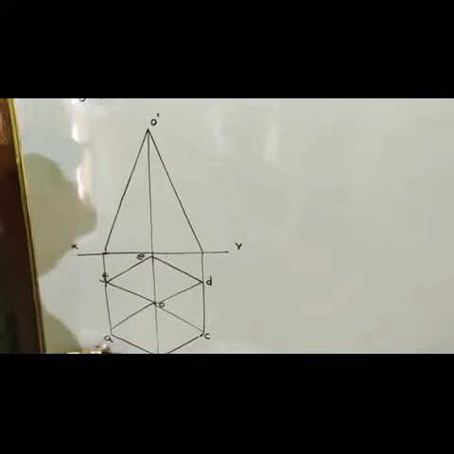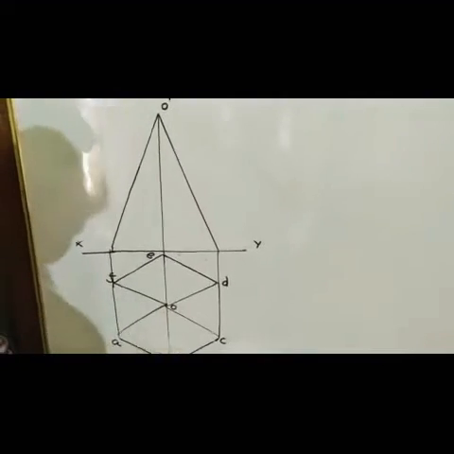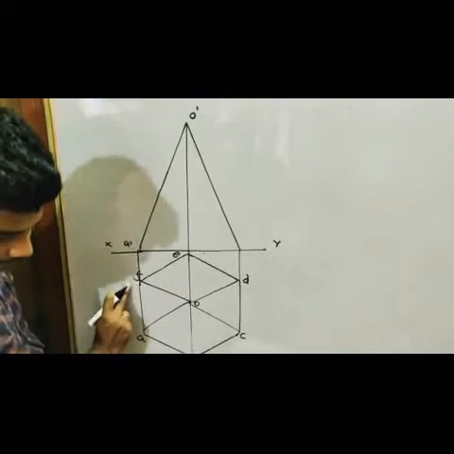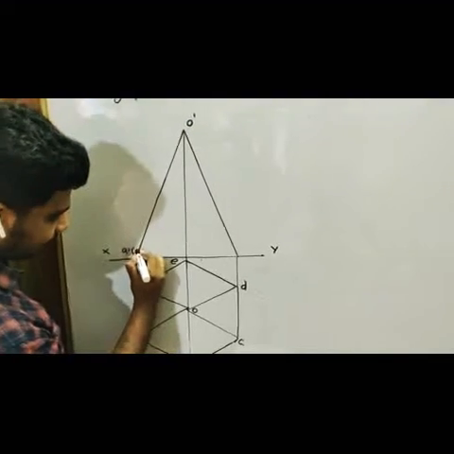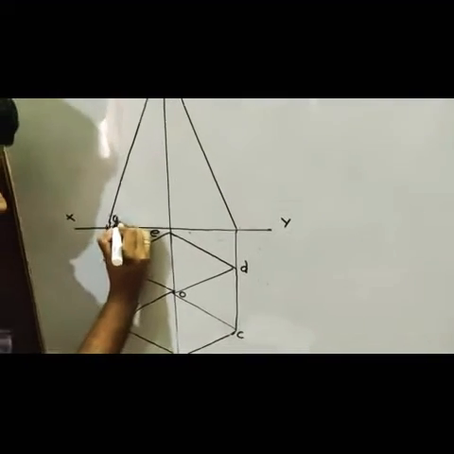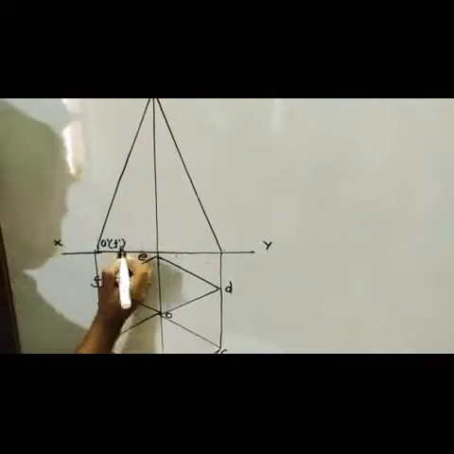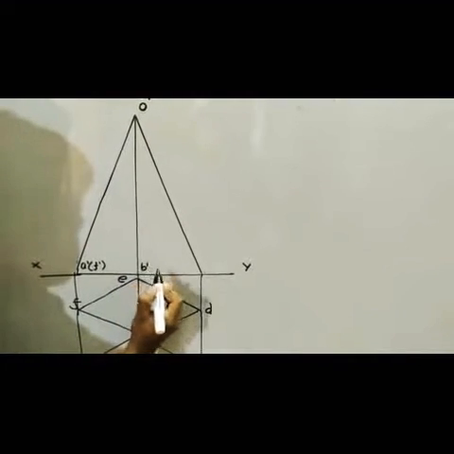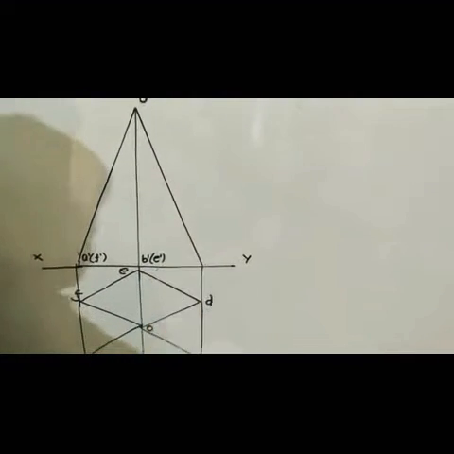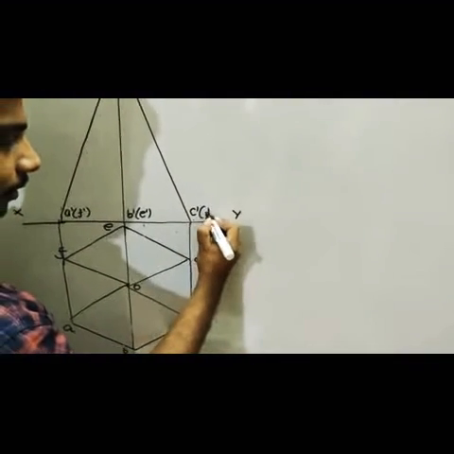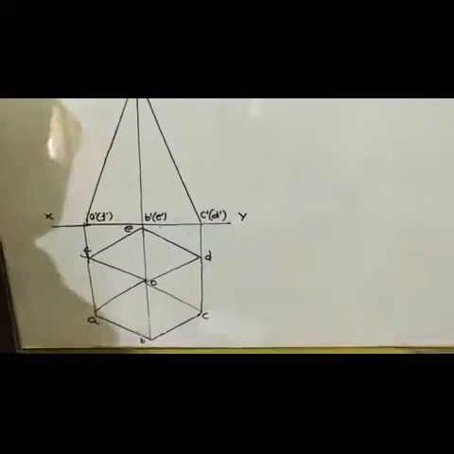So this is your side A and F. So A dash is visible and F dash is hidden. So this is your F dash. So I'm giving a name inside, so A dash and F dash within a bracket. So this is B dash and E dash. So B dash will be visible, E dash will be hidden. So this is C dash, D dash. So C dash will be visible, D dash will be hidden.